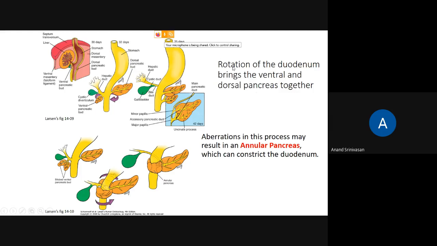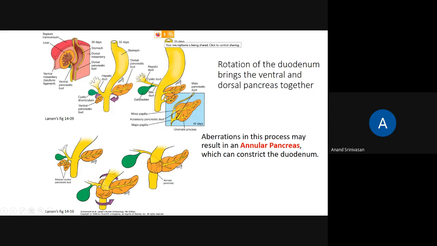So once again, because of the rotation of the duodenum, which is also partly supported by the rotation of the stomach, the dorsal pancreatic bud moves towards the left side. Now the ventral pancreatic bud also rotates. It takes a huge turn, and as it turns, it also brings the common bile duct along with it.